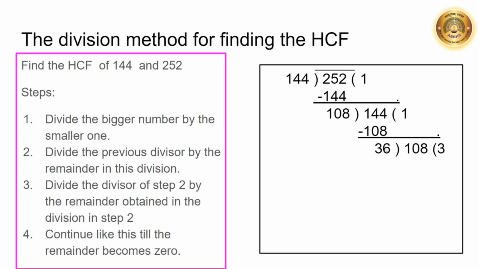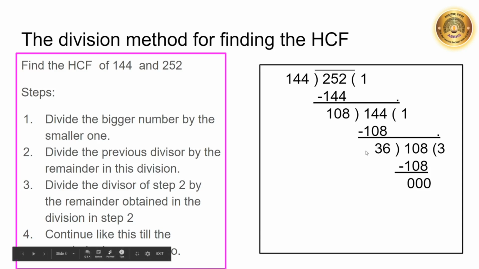Now the previous divisor, that is 108, is to be divided by this remainder. That is 108 divided by 36. It goes 3 times. So the final remainder is 0. Now the number 36 was your last divisor. So 36 is the HCF of 144 and 252.